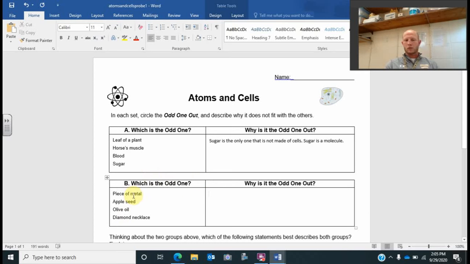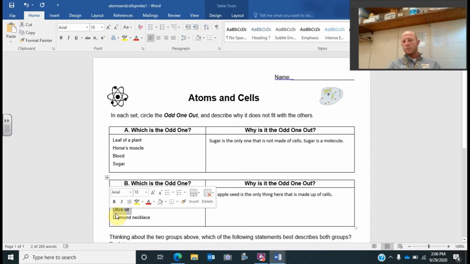Next one, which one's the odd one out? Piece of metal, apple seed, olive oil, diamond necklace. It would be apple seed, so it's vice versa. Here, the apple seed is the only thing that is made up of cells. All of these other guys, a piece of metal, olive oil, diamond necklace, are made up of atoms or molecules. Olive oil may have tripped you up because olive oil is the only liquid. However, we're not talking about liquids, solids, and states of matter. That's not what this class is about. We're talking about the organization of life here.